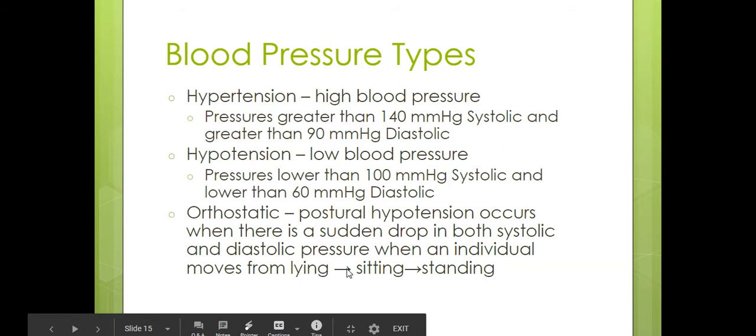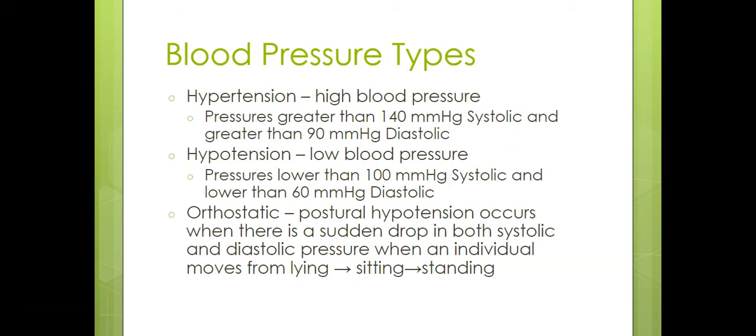So these are the blood pressure types. You have hypertension, which is high blood pressure. The medical abbreviation for hypertension is HTN, capital HTN. So if you see that, know that it means high blood pressure. The pressures are greater than 140 millimeters of mercury systolic and greater than 90 millimeters of mercury diastolic. So it's 140/90. That's considered high blood pressure.